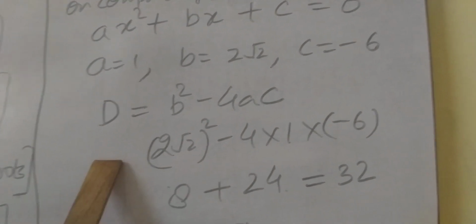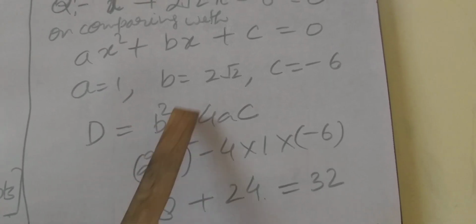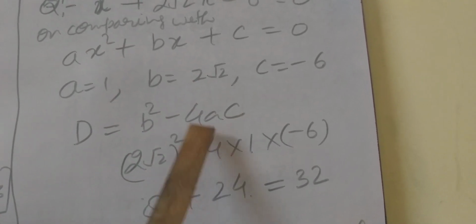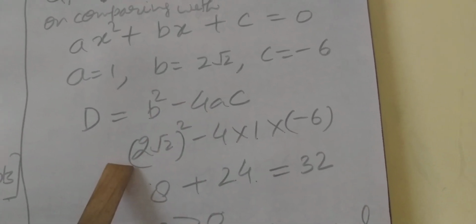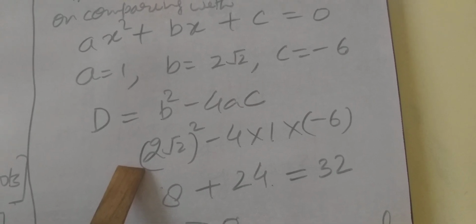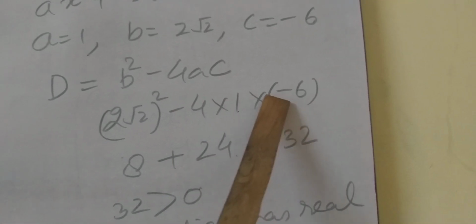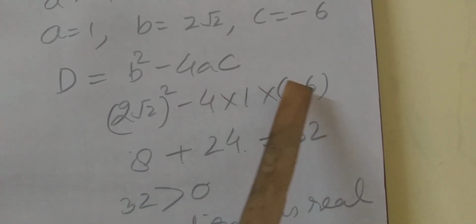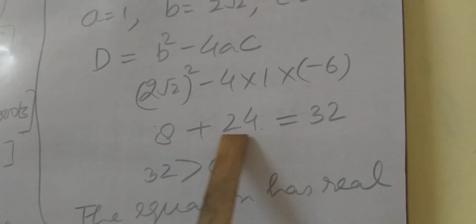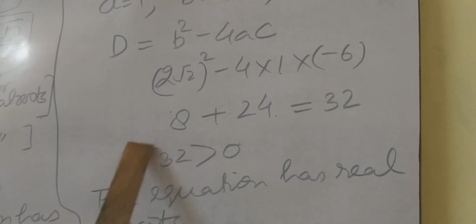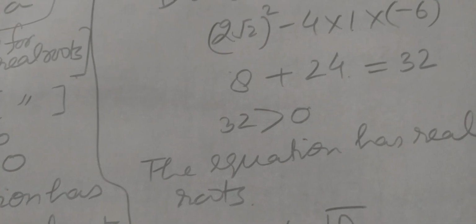Now find out D. D equals b square minus 4ac. B value 2 root 2 square, minus 4, a value 1, c value minus 6. 2 root 2 square: 2 root 2, two times. So 2 2s are 4, root 2 root 2 means 2, so 8. Minus into minus plus: 4 1s are 4, 4 6s are 24, 4 24s is 24 plus 8 is 32. So 32 is positive, students, greater than 0, and the equation has real and distinct roots.